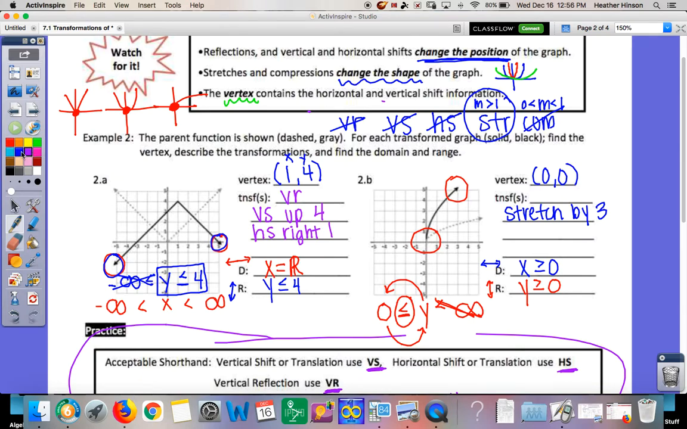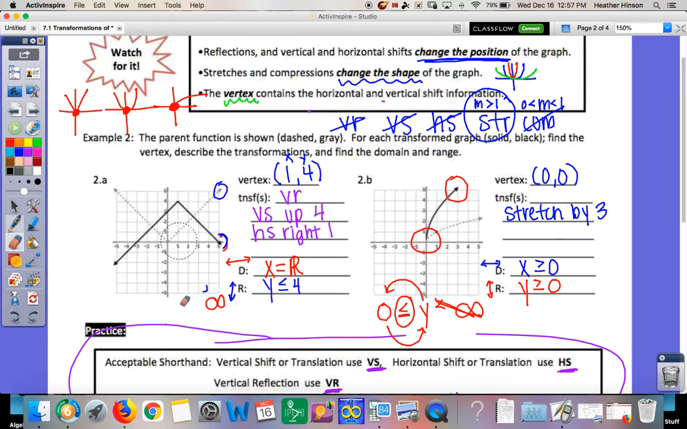So quick review. Watch your vertex. Did it move left or right to the new one? Did it move up or down? That's going to tell you your vertical and horizontal shifts. Did your graph flip upside down? Did your arrows change from going up to going down? That's going to tell you a vertical reflection.